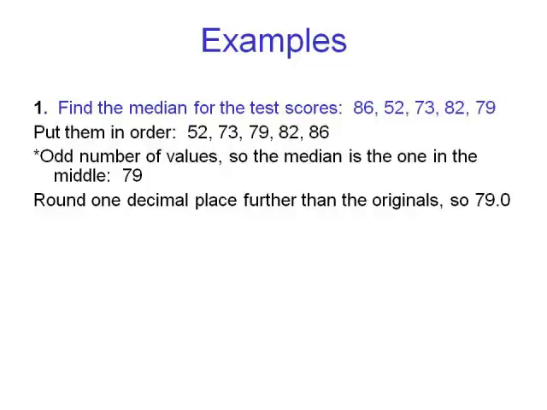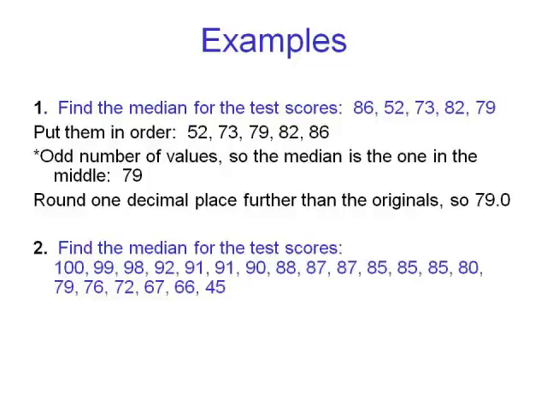Now you do have to watch out. We talked about these rounding rules in the last part of this section, and because all of these are whole numbers, the median needs to be rounded one more decimal place, so out to 1 decimal place. So because 79 comes out even and doesn't have any decimal places, we're going to have to put a 0.0 on the end. So final answer would be 79.0.